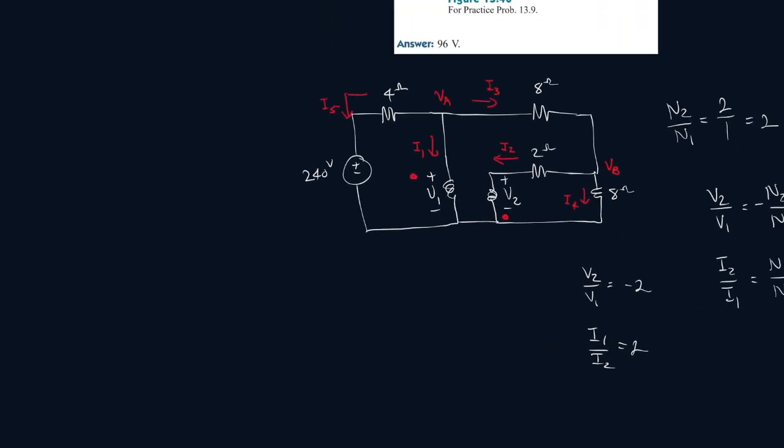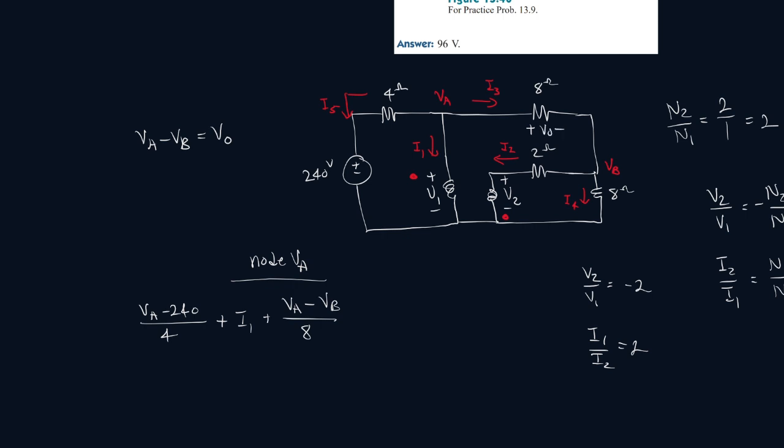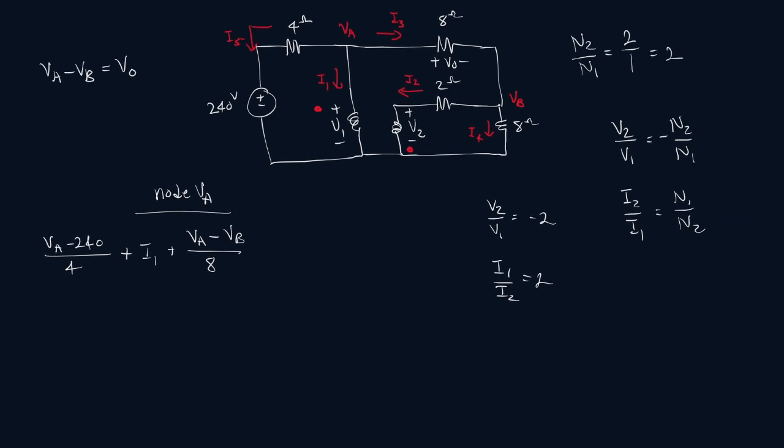So now let's do a nodal equation for VA. It's going to be VA minus 240 all over 4, plus I1, plus VA minus VB all over 8. And notice VA minus VB, that's pretty much our VO value. Okay, so we see I1 will be equal to 2I2. So we can replace I1 with 2I2.